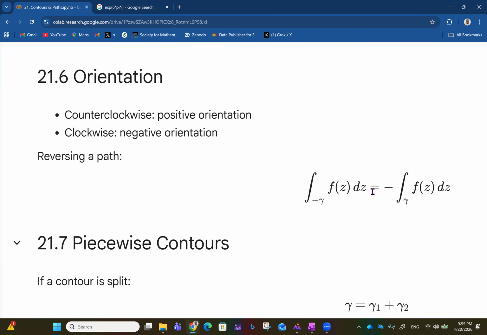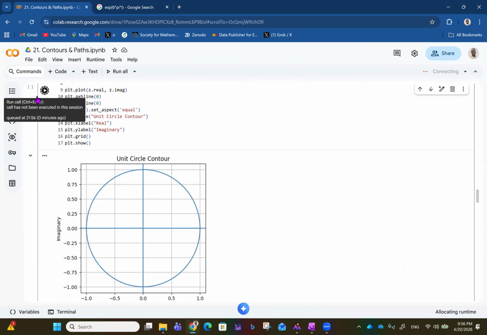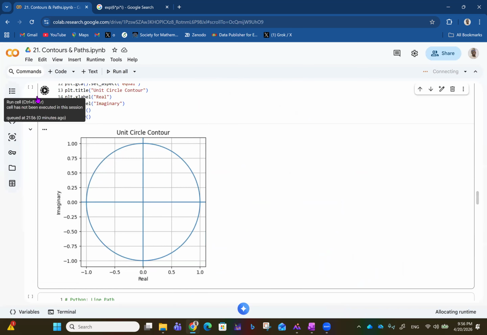Then we can do a circle visualization, as you can see here. Basically, you have the real part, the imaginary part, and a circle is formed with a certain radius. This is a circle of radius 1. Here t goes from 0 to 2 pi, and z is e to the it, which you plot. For a line path, t goes from 0 to 1, z is t plus it as we had before, and you have the line path this way.